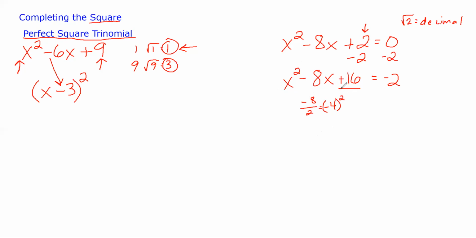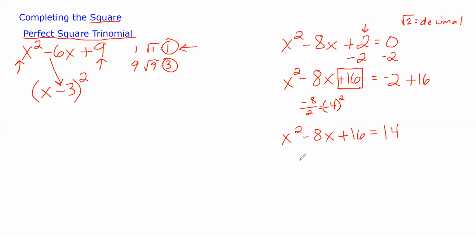There's one detail I have to do, though, to make this type of problem work. We know that whenever I have an equation, if I do something to the left side, I have to do it to the right side. Because I added a plus 16 to the left side, I have to add 16 to the right side as well. So what I get is x squared minus 8x plus 16 as my perfect square trinomial, and that will be equal to positive 14.